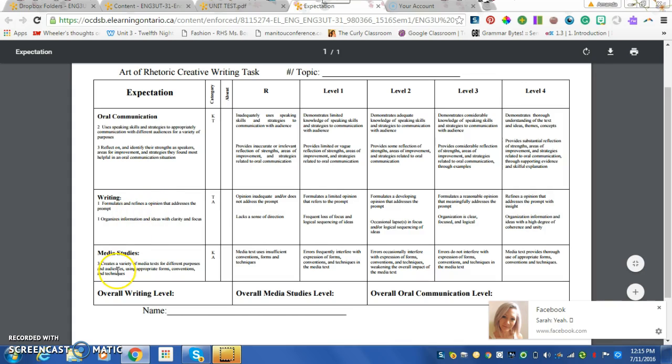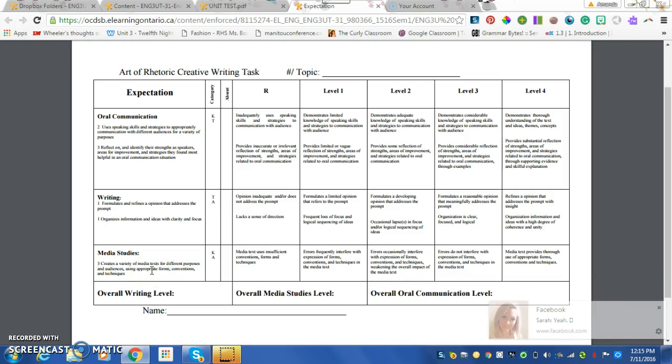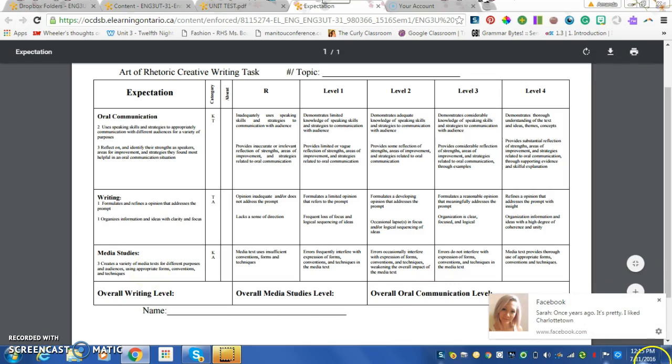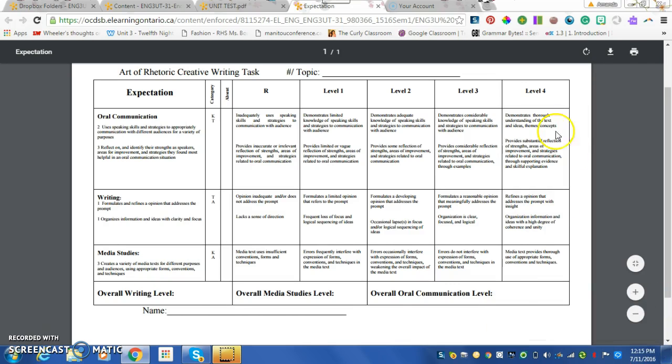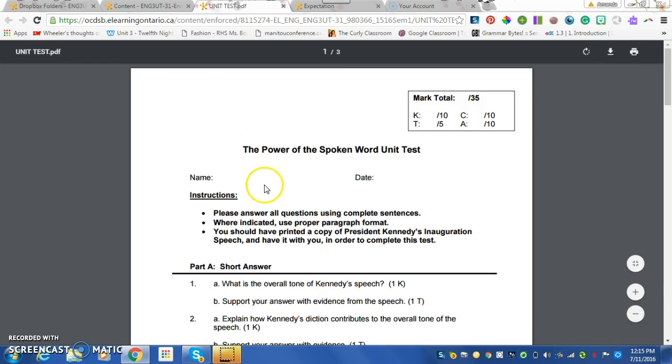So again, I'm going to be just listening to what you say. And then you're creating a media text. So this is where we're going to tie in that bias, baloney, literary devices. How is your speech as a speech? So that is how I am marking your creative writing task.